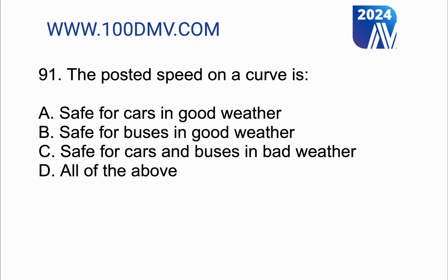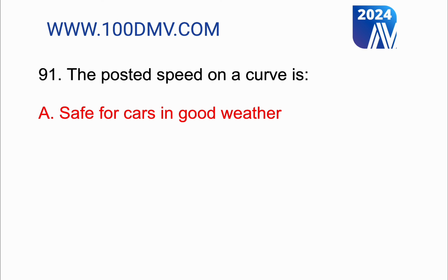91. The posted speed on a curve is: A. Safe for cars in good weather. B. Safe for buses in good weather. C. Safe for cars and buses in bad weather. D. All of the above. Correct answer: A. Safe for cars in good weather.